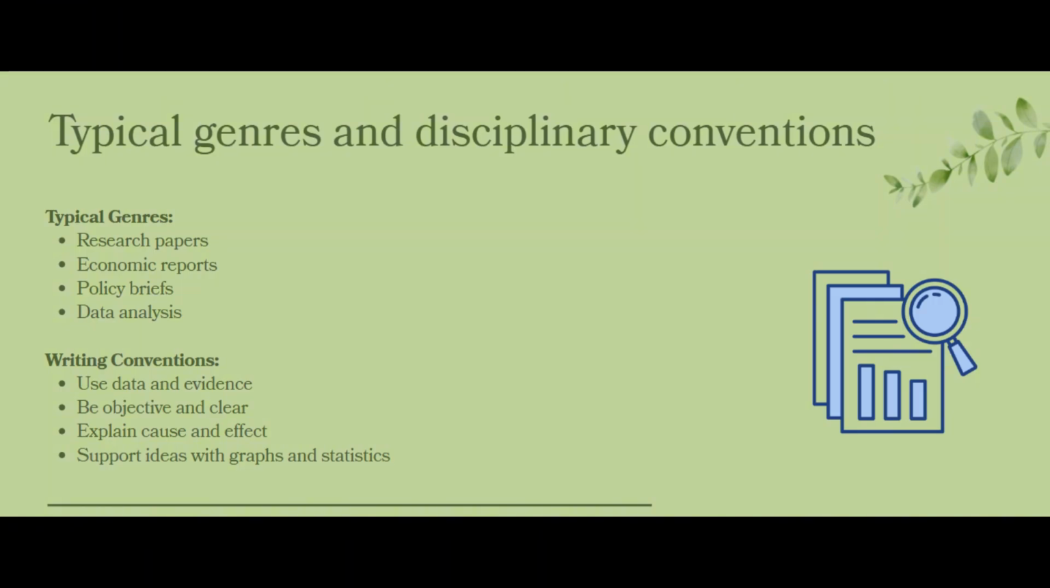Economics writing usually uses facts, data, and evidence. Writers try to be clear and objective. They often use graphs, charts, and statistics to support their ideas. These writing styles help people understand economics information more easily.